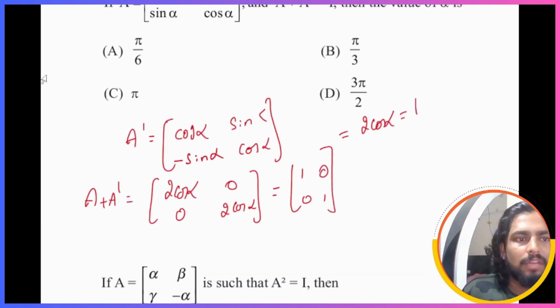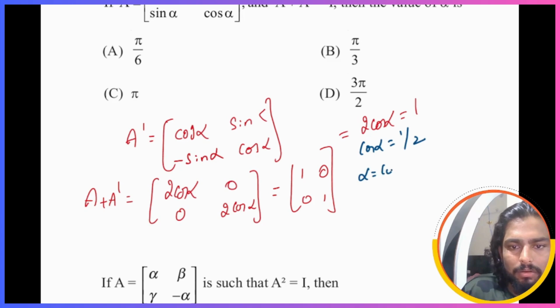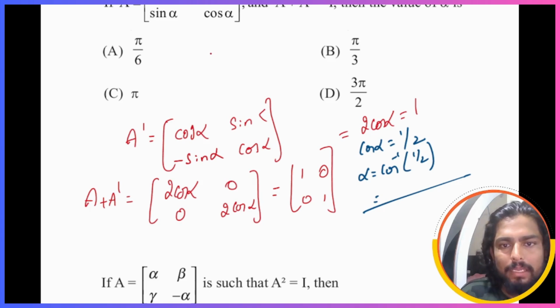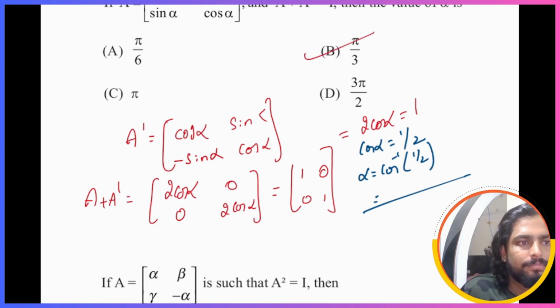Yeah, 2 cos alpha is equal to 1. So what is cos alpha? Cos alpha is equal to 1 by 2. Alpha is equal to cos inverse of 1 by 2. Cos inverse of 1 by 2 is pi by 3, which is 60 degrees. So option B, pi by 3 is the right answer.